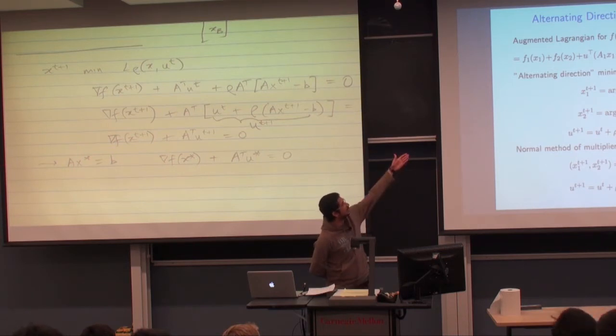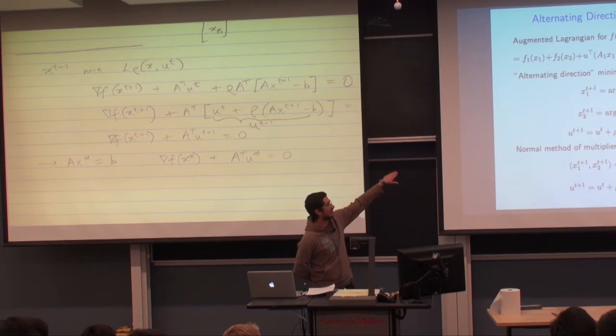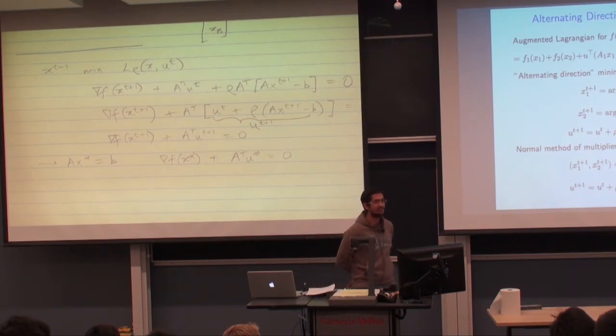Yeah, you just found x1 t plus 1 just before that. And so you use x1 t plus 1 and ut. Why not x1 t? Yeah, it's not symmetric. You're right. It doesn't look symmetric and it isn't.